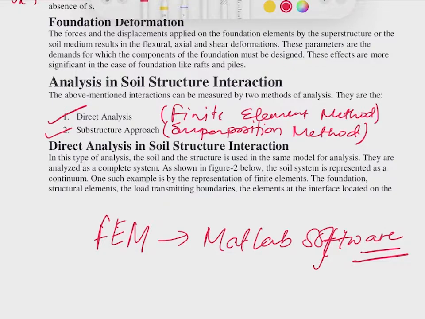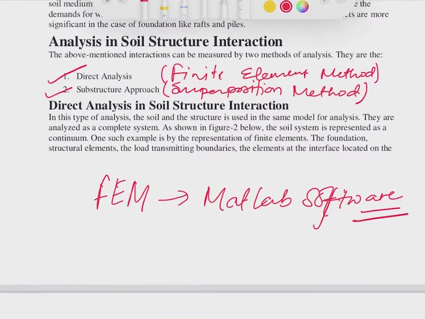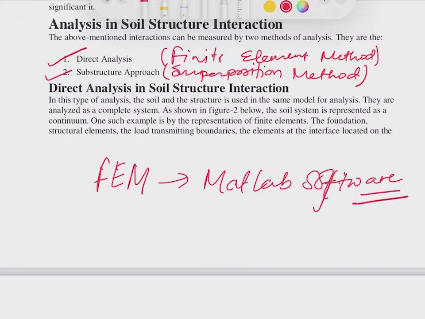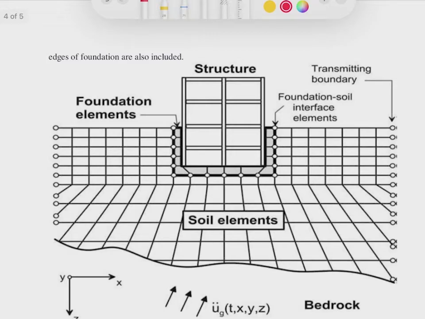So what is direct analysis in SSI? In this type of analysis, the soil and the structure are used in the same model for analysis. So here we consider the same model. In the same model, soil is also considered and the structure is also considered, and they are analyzed as a complete system. So we will see in the figure below that the soil system is represented as a continuum. One such example is the representation by finite elements, the foundation, structural elements, and load transmitting boundaries. The elements at the interface located on the edges of the foundation are also included.